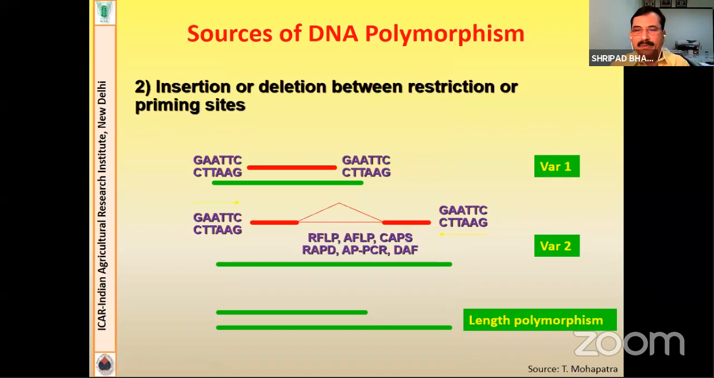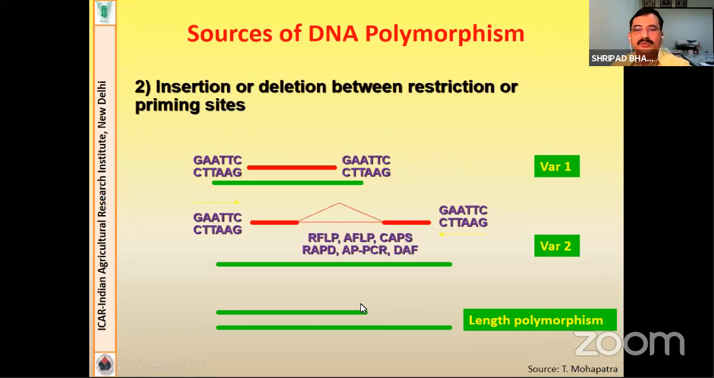This is another example, that is, restriction site changes. Now here, originally my segment was like this. So my original segment will be this green color. Now in between, what happened? This is an insertion. So when there is an insertion, the segment got longer, and now you are getting a length polymorphism.